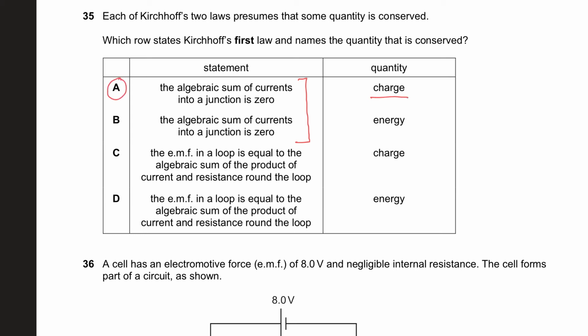Kirchhoff's second law, or Kirchhoff's voltage law, basically says that the EMF in a loop is equal to the algebraic sum of the product of the current and the resistance around the loop. C and D. And energy is conserved. But since they're asking for the first law, it's option A.